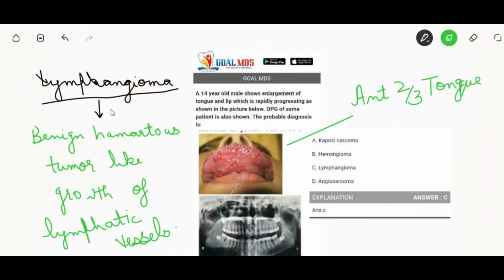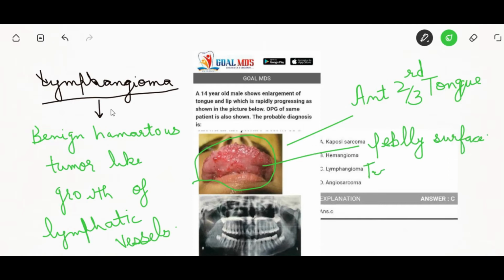The lesion shown in the pic is superficial in location and demonstrates a pebbly surface. It has a pebbly surface that resembles a cluster of translucent vesicles. This surface is similar to the appearance of frog eggs or frog's pudding. Sometimes secondary hemorrhage into the lymphatic spaces causes these vesicles to become purple.